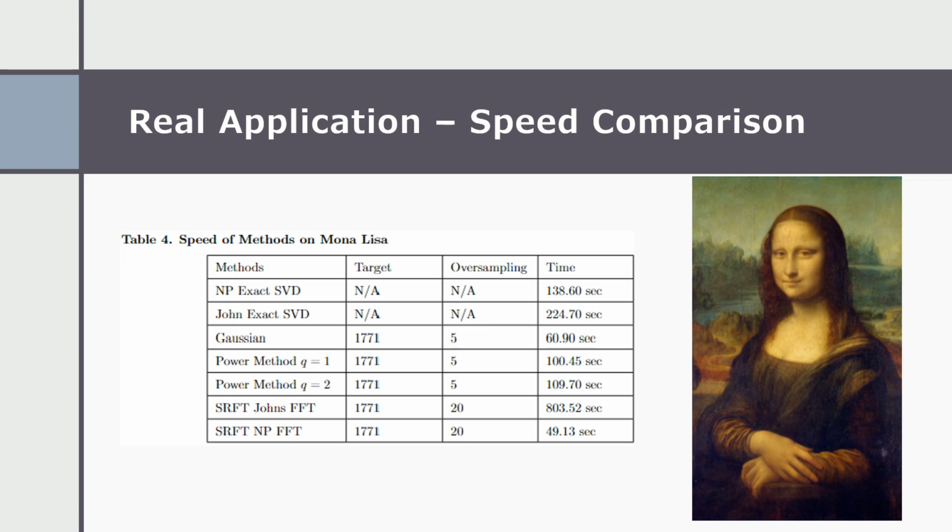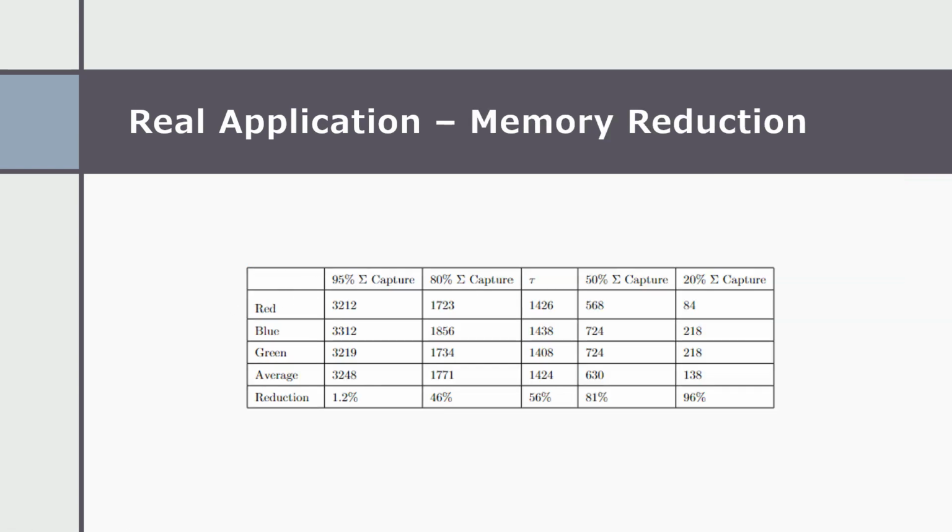The speed results were actually different. This time SRFT using NumPy's FFT was the fastest, which is more in line with Halko and Martinsson's paper. That's supposed to be the fastest. However, my function with my FFT remained the slowest, and everything else still totally beat out the base methods of NumPy exact SVD and John's exact SVD equation.